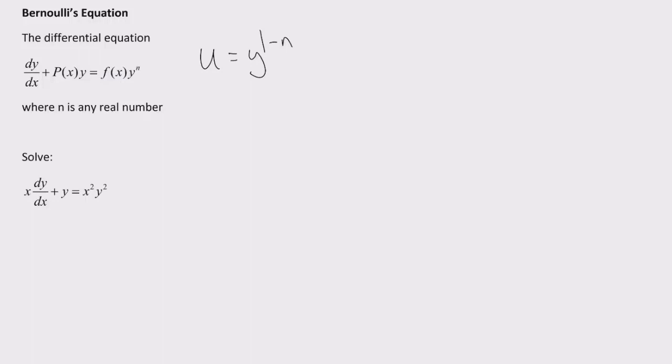Okay. So in our example problem, it's not quite in the right form, so I have to divide by x. So that says dy/dx plus, and everybody gets divided by x, equals xy squared. Okay, so what would our n be? Because it's now in that format, that means n has to be a 2. And so our u substitution is y to the 1 minus 2, which is y to the negative 1.